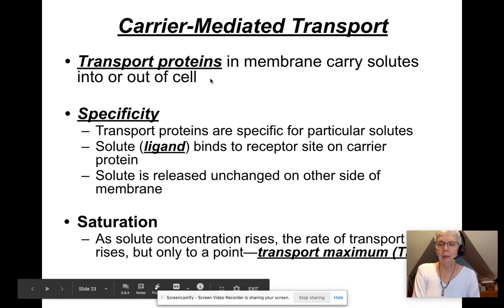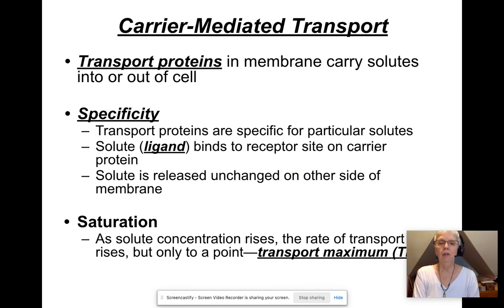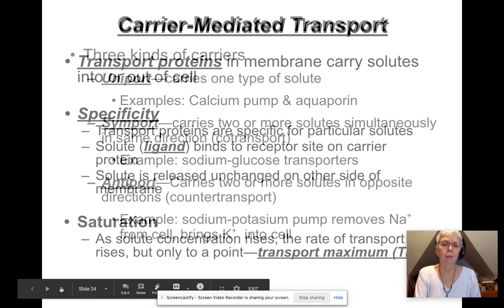So now we're to carrier-mediated transport. With carrier-mediated transport, we're actually helping to carry something in or out of the cell. So it can be very specific, like with these ligand bands, which only carry proteins, or it can happen because of saturation, where the concentration just gets so big that you got to start carrying some of the stuff out. You can't wait for the channels to open and close. So again, transport proteins are going to help you move ions in and out of the cell.